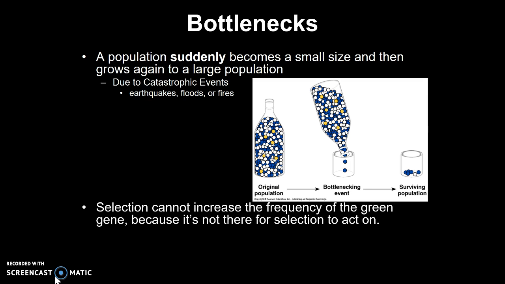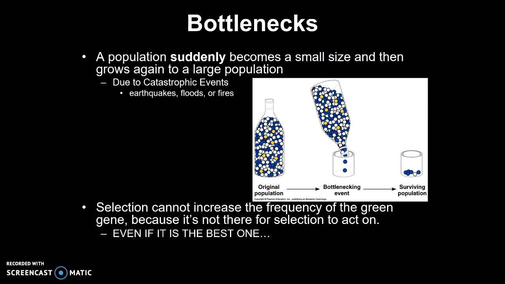Selection cannot increase the frequency of the green gene, or in this case the yellow gene, because it's not there anymore in the end population for us to worry about. So we will no longer see that yellow gene, even if that yellow gene at the time happened to be the best gene that was available. Now that it's gone, it's gone. It's completely out of the gene pool and we cannot get it back.